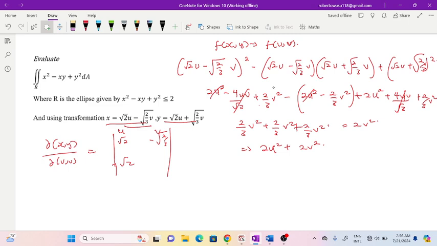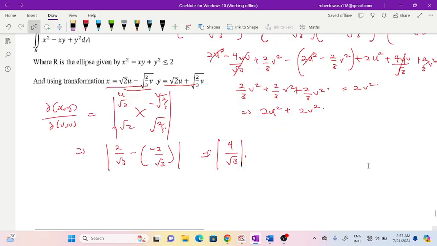So after getting the Jacobian, the next thing to do is to get our region. But our region is an ellipse, meaning that we cannot use the normal integral to solve it unless in the polar region. Okay, polar region. But before then, our new integral is now the integral over the surface S of 2u squared plus 2v squared times the absolute value of 4 over root 3, du dv. Nicely.